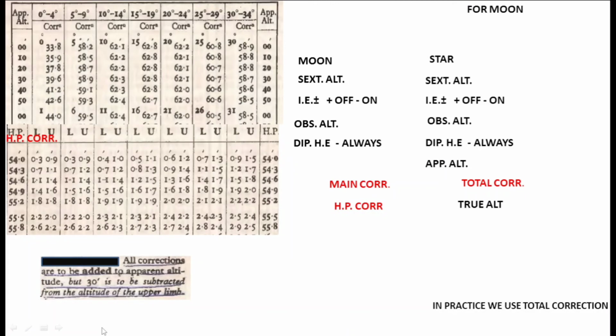But it's very simple to remember that in case of upper limb, you always have to subtract 30. All are added, but in case of upper limb, subtract 30 minutes, and then you get your true altitude. So this makes life simpler than having to do all the individual corrections. As I said, that should be known to you. Sometimes it can be asked as a principal question.